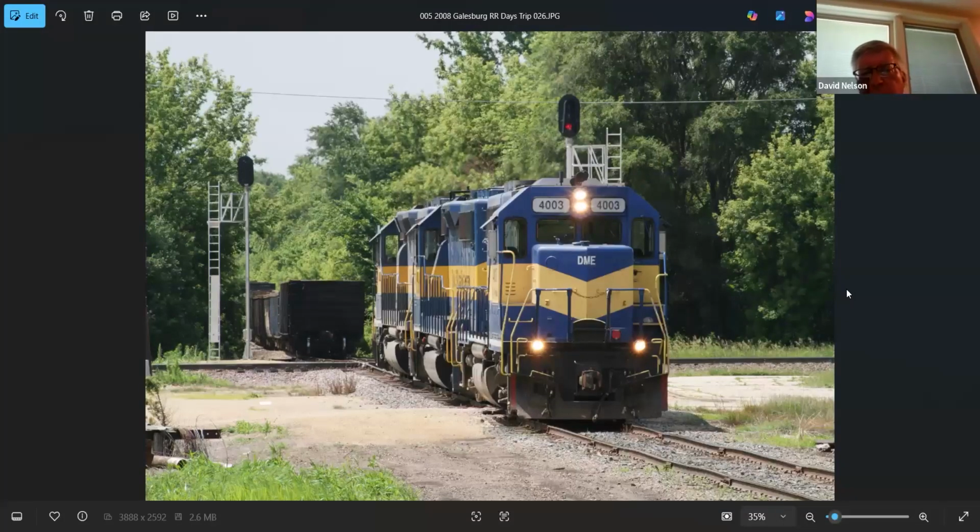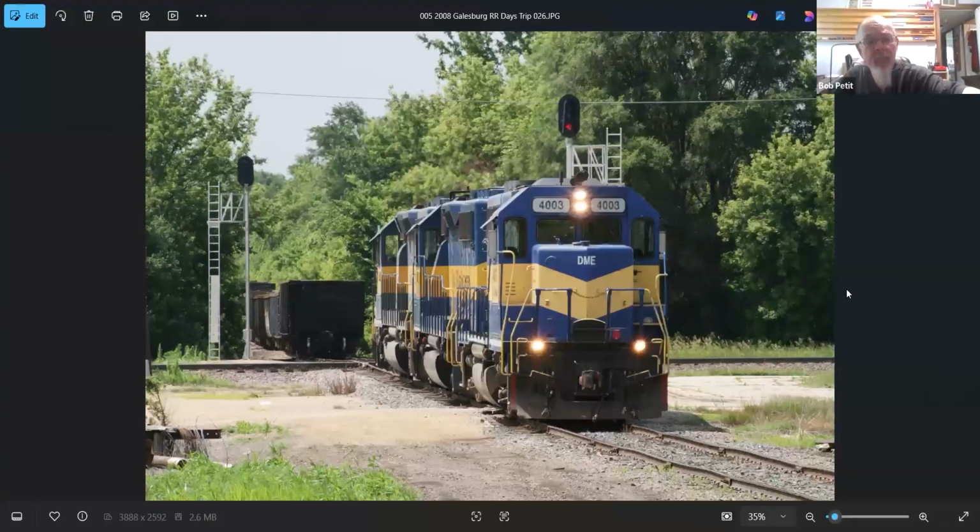The DM&E, of course, is no longer running there, but the track we're looking at was a CB&Q / Burlington Northern / Milwaukee Road track that went from Rochelle up to Rockford. And the track that goes from right to left was the former Milwaukee Road main line, later DM&E, and now CP.